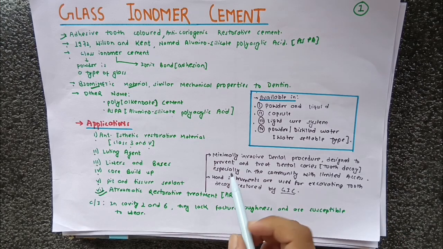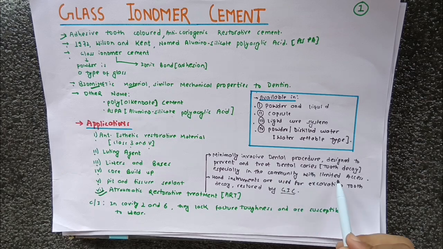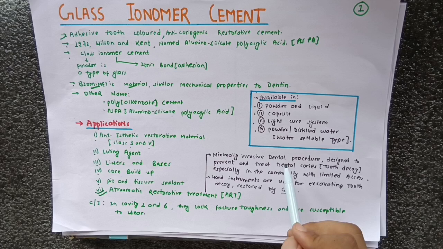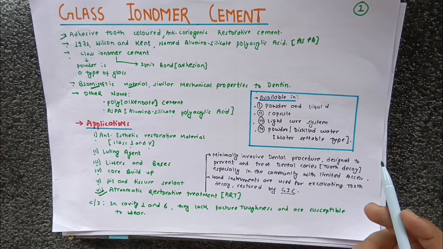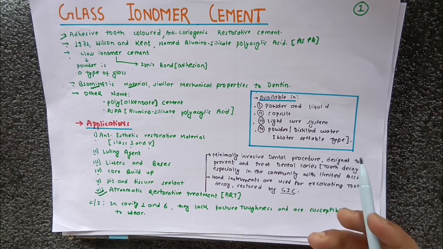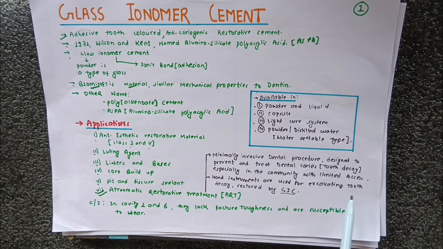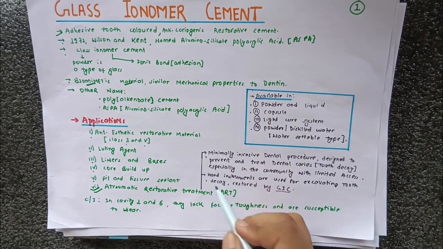So what is ART? It is a minimally invasive dental procedure designed to prevent and treat dental caries or tooth decay, especially in communities with limited access. In those places we do a minimally invasive dental procedure. We use just hand instruments to remove the dental caries, and after that we fill it with the glass ionomer cement. So hand instruments are used for excavating the tooth decay, and the cavity is restored by the GIC. So we should know about this ART, atraumatic restorative treatment. Both are important.